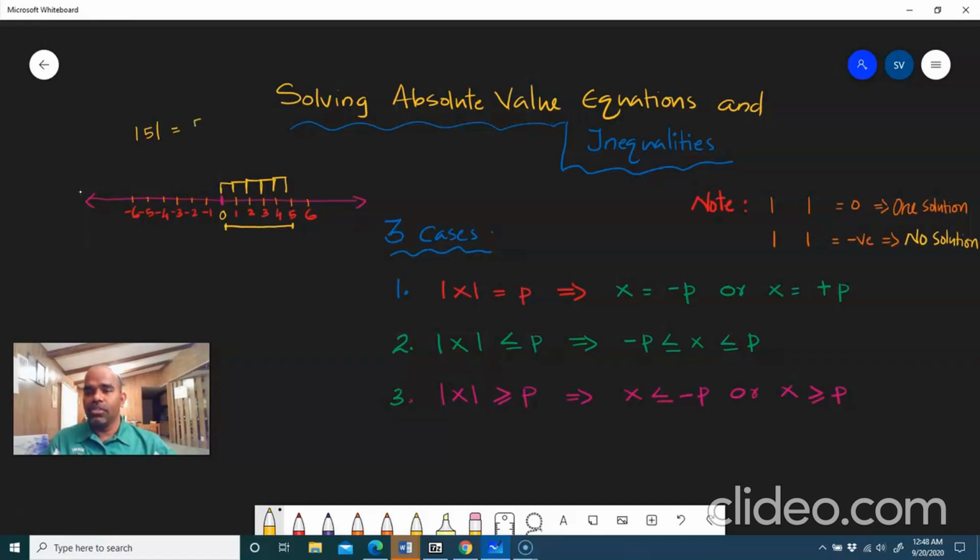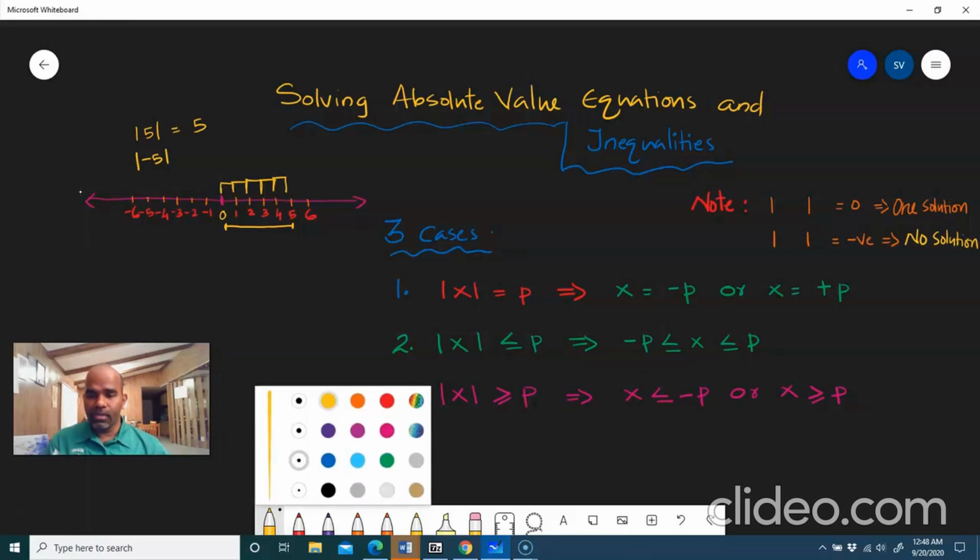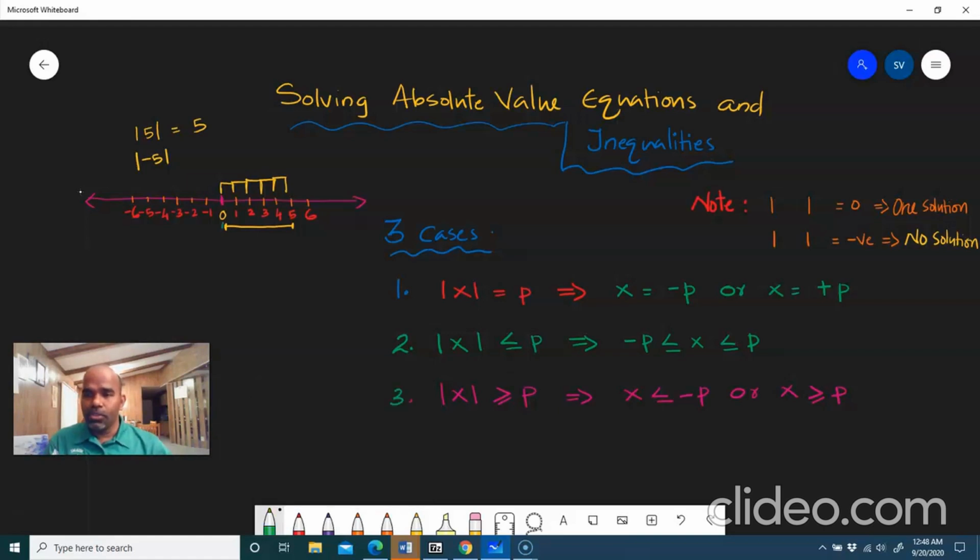Another question: absolute value of negative 5. What is the absolute value of negative 5? Again, as per our knowledge, absolute value always represents the distance from 0. So count the distance from 0 to this negative 5. We can try with a different color. So this is 1, 2, 3, 4, 5. That is also 5 units.